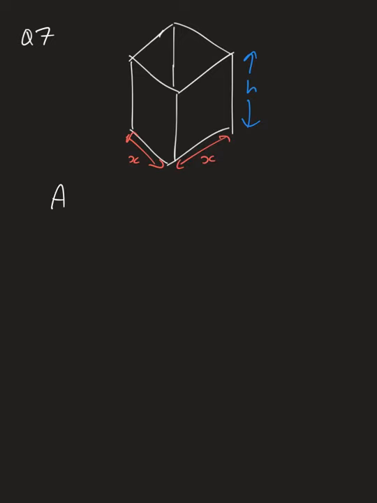So let's write down the area first. The surface area of this box is equal to the area of the bottom surface, that's x squared, plus the area of the four sides. The area of one side is hx, so the area of the four sides together is 4hx. So I'm going to minimize that A as a function of either h or x. But first I need to write it in terms of just one of those variables.